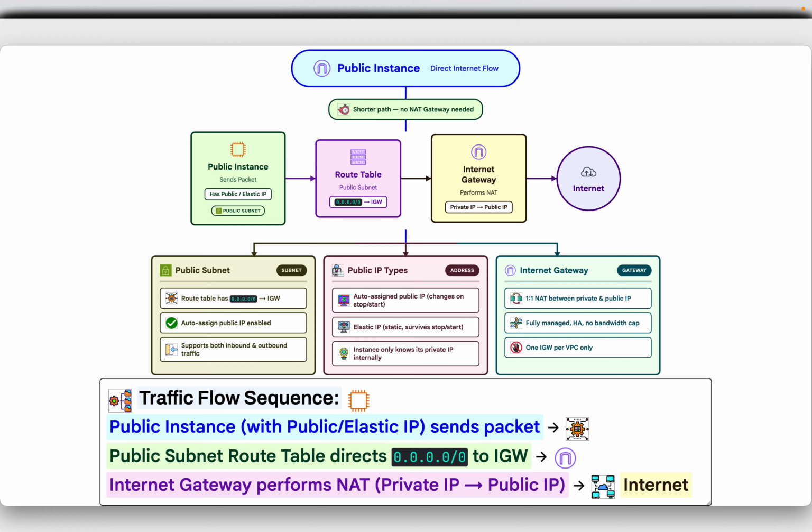There are two public IP types. First one, auto-assigned public IP, which changes on stop and start of EC2. And second, elastic IP, which is static. You can always assign it to EC2, and this will survive stop and start of EC2. The instance knows only its private IP internally. The internet gateway performs one-to-one NAT, that is network address translation, between private and public IP. It is fully managed and highly available with no bandwidth cap. There is only one, and this is important, only one internet gateway per VPC.